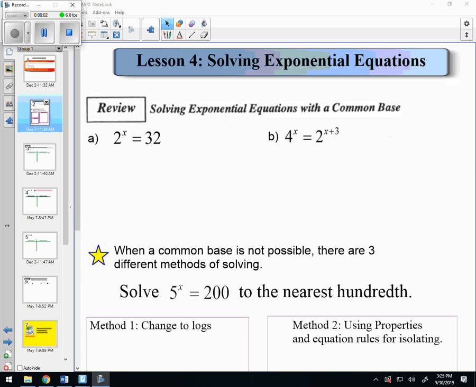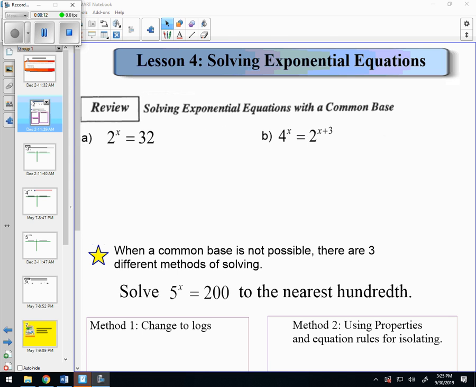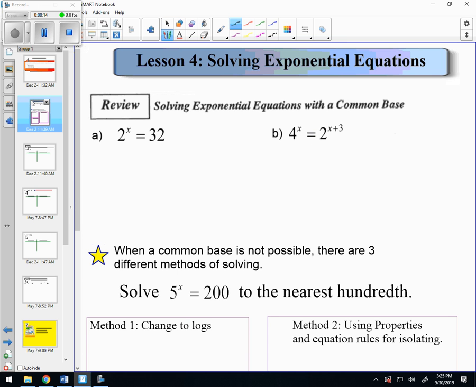Lesson 4 is on solving exponential equations. Now you might be thinking to yourself, we already did that. And you're right, we did. We solved exponential equations if we could find a common base. So if we can't find a common base, then that's what we're going to be learning how to do today.